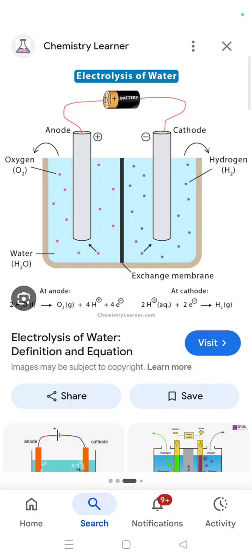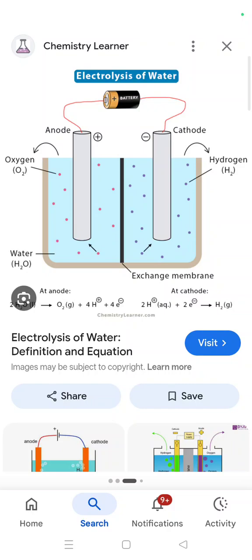See the electrolysis of water. In the image, hydrogen gas is produced at the cathode and oxygen gas is produced at the anode. At the anode the reaction is 2H2O gives rise to O2 plus 4H+ plus 4 electrons, and at the cathode the reaction is 2H+ plus 2 electrons gives rise to H2 gas.